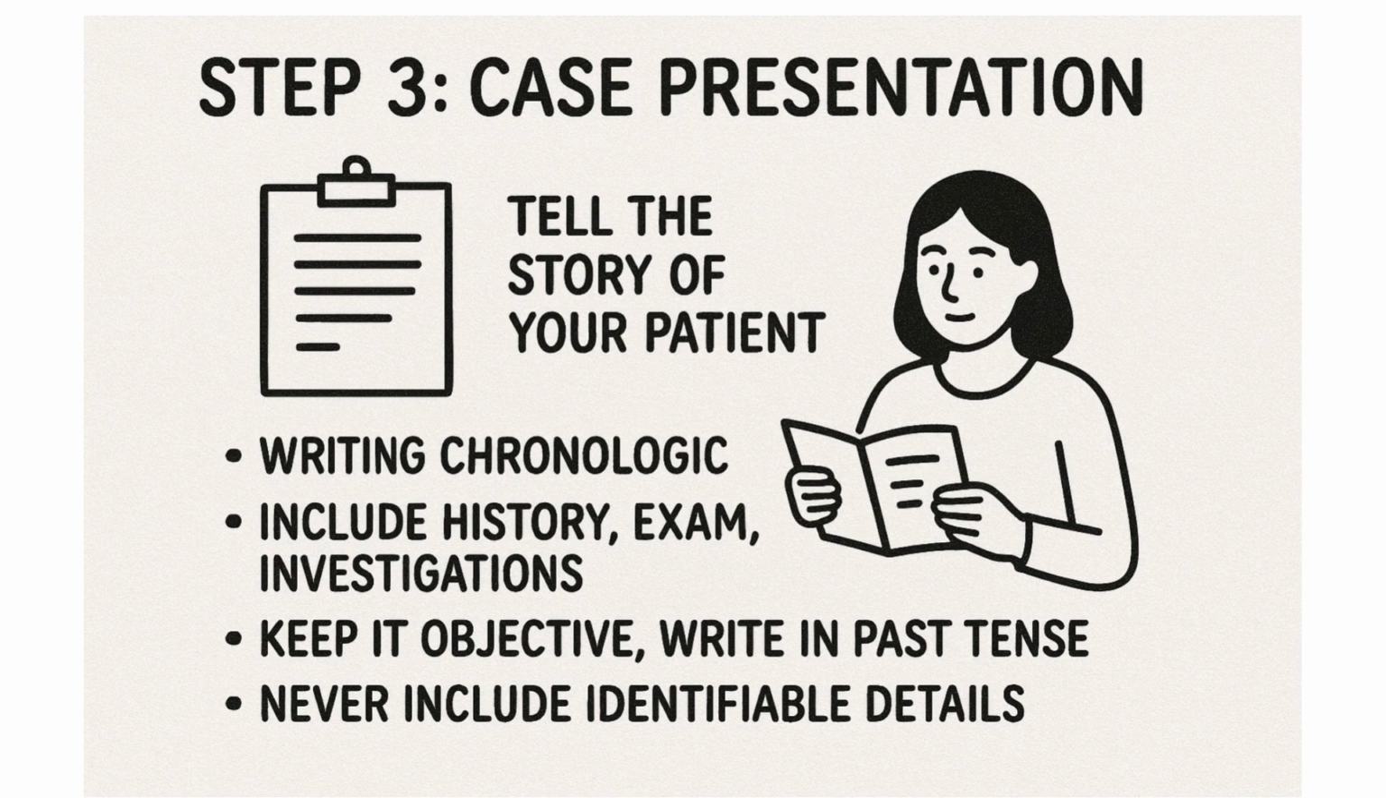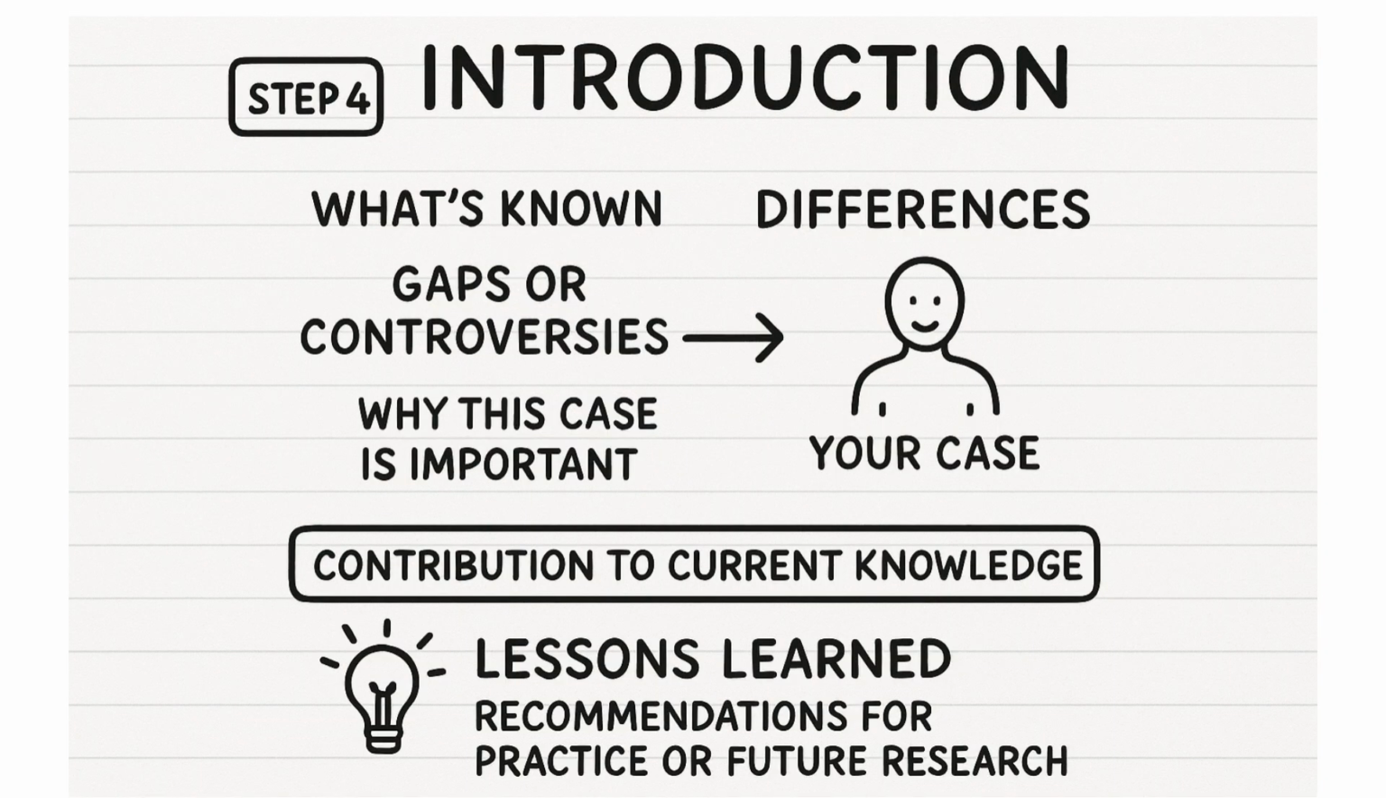Step 3, case presentation. This is the heart of your case report. Simply telling the story of your patient. Write it chronologically, just like you would present a patient history. Include the main complaint, the history of illness, relevant past history, examination findings, both the positives and the pertinent negatives, and then the investigations, management, and outcome. Keep it objective, write in past tense, and never include identifiable details. Think of this section as answering one question: what happened to this patient, step by step?